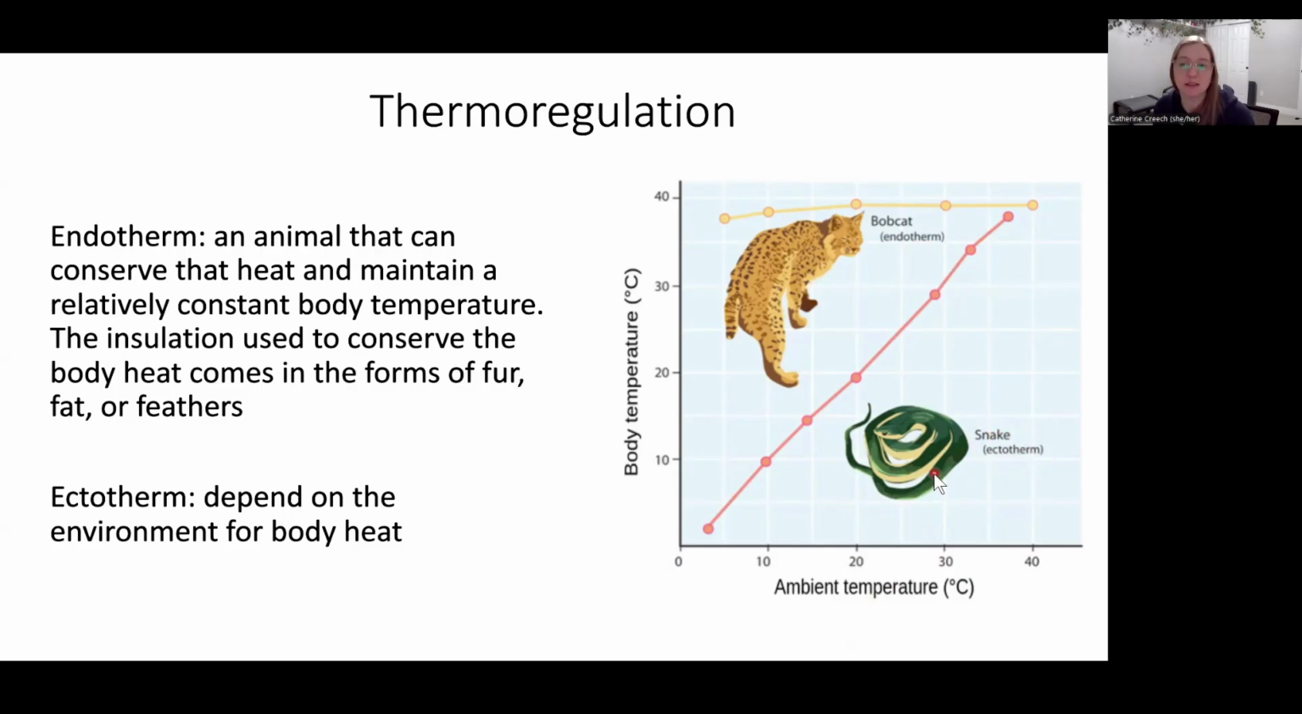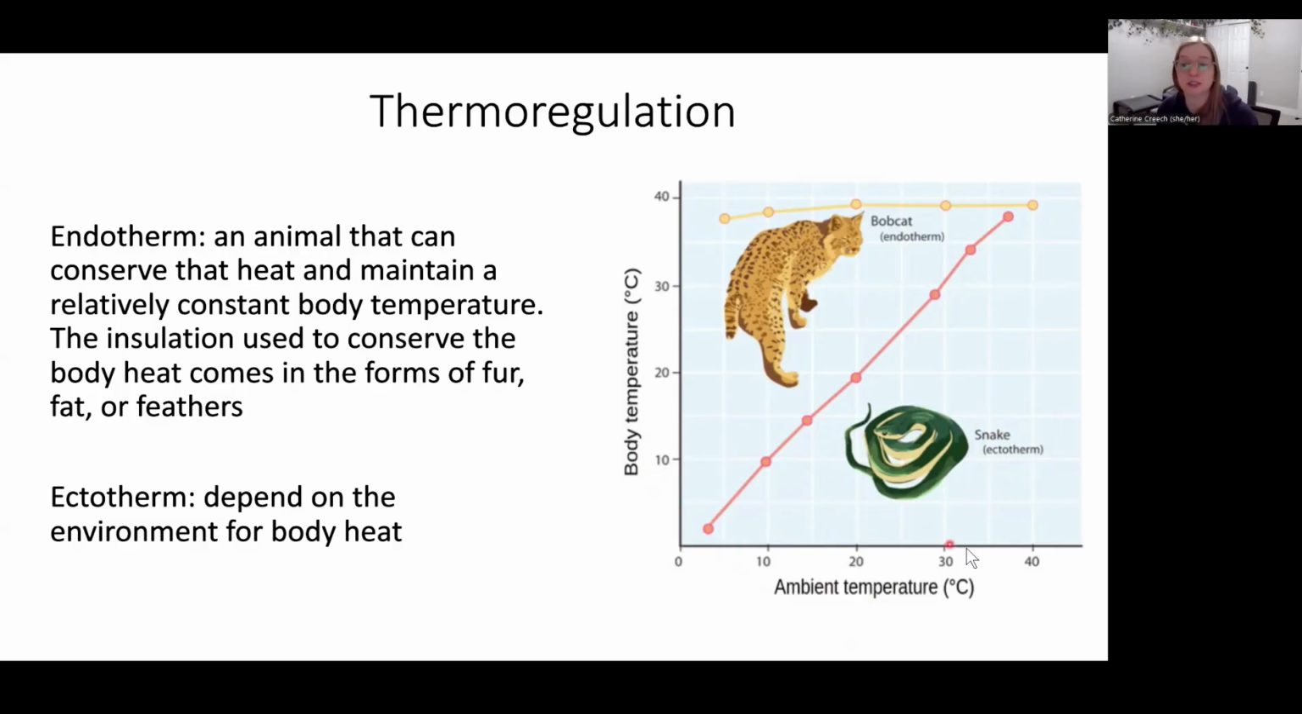In contrast, an ectotherm, ecto being outside and therm for heat, they're going to get their heat from the environment. So this snake here, when it's cold outside, when the ambient temperature is almost freezing, its body temperature is almost freezing. It can't move. It's going to be very inactive. And it still needs to do things.